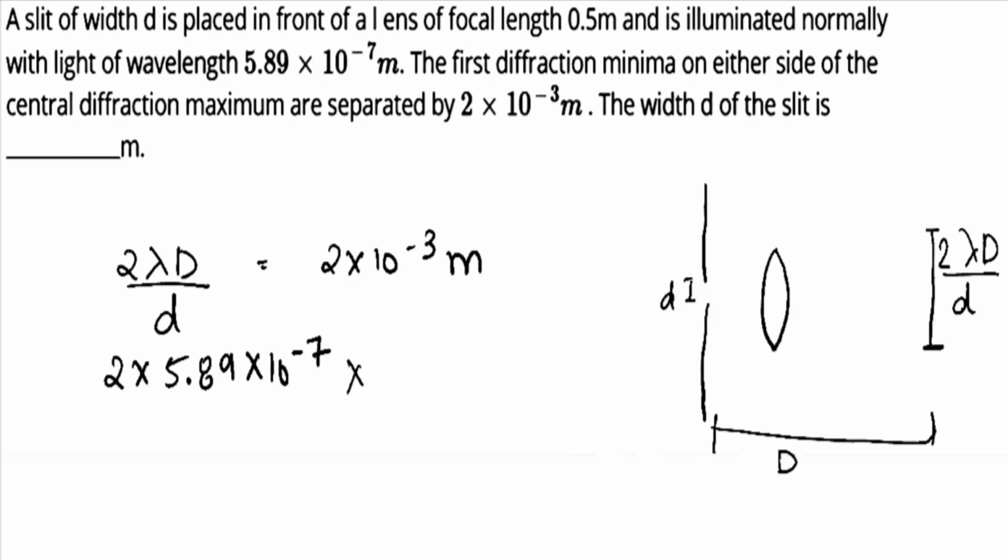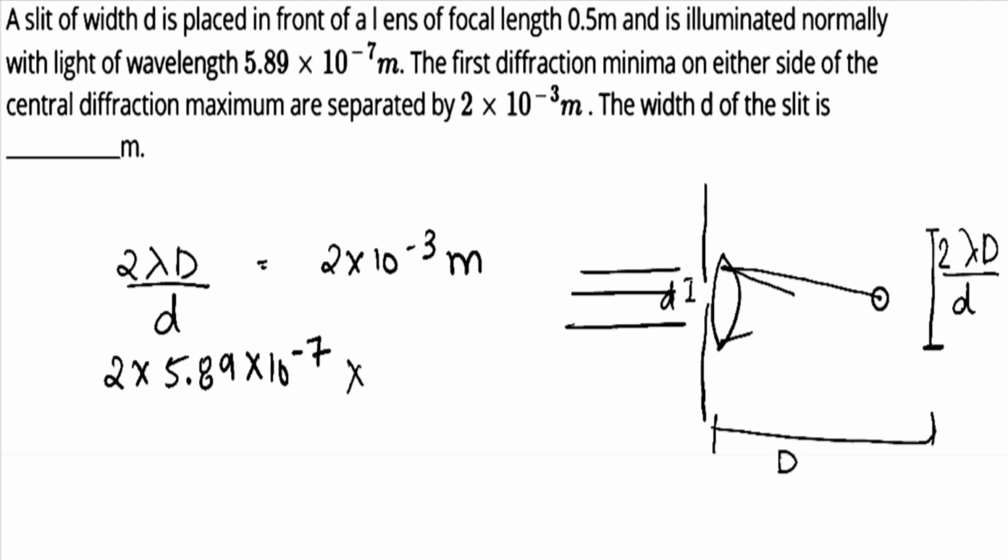What would be the D? D would be equal to 0.5. Why? Because it is just placed here, right? The rays are coming in parallel, so the image will be formed at the focus. So if this is the focus, then D would be equal to 0.5 meters.